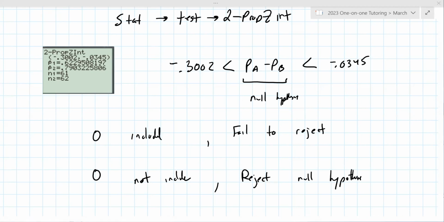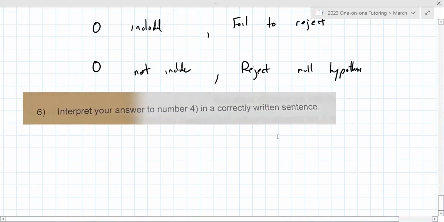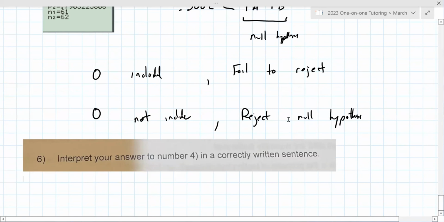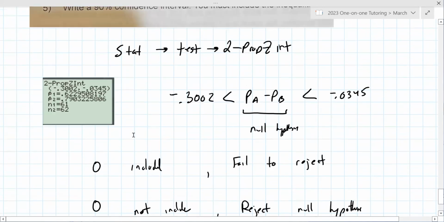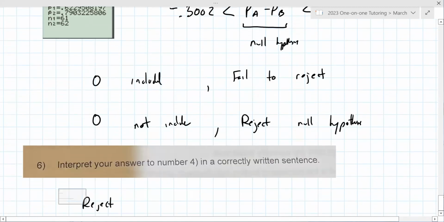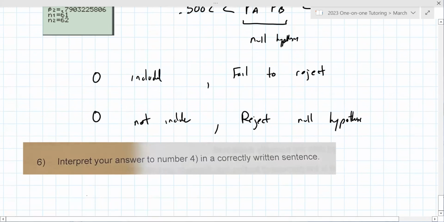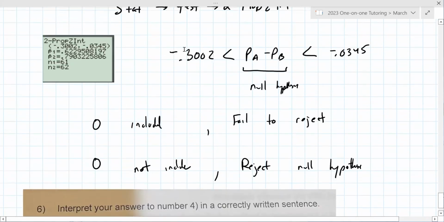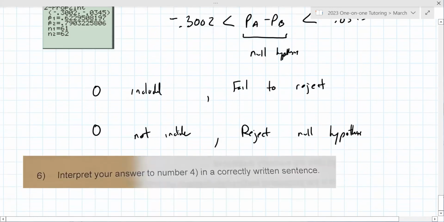So when you see number 6 on your page there where it says interpret, you've learned by now in math class that it means to write a sentence. Here you want to use the words reject or fail to reject. But we don't even know what the null hypothesis is, so let's just use the interval. We're going back to the numbers here, and you use the confidence intervals.